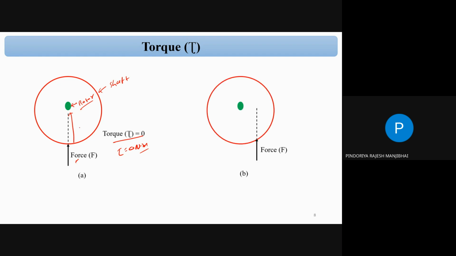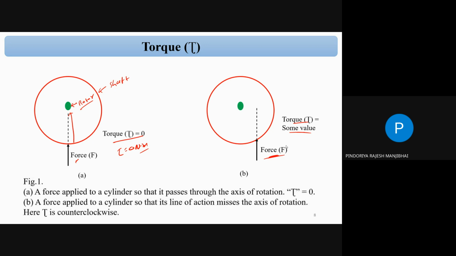Suppose the force alignment is different to the rotor, then yes, torque is generated. But how much torque will generate depends on the force value, how much force you are applying to the motor. So in the second case, torque is generated with some value, depending on your force. This is the fundamental concept: we apply force to the machine, and torque is generated, and how much depends on the input of the motor, that is the force.